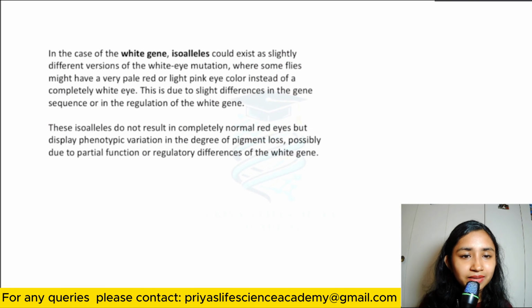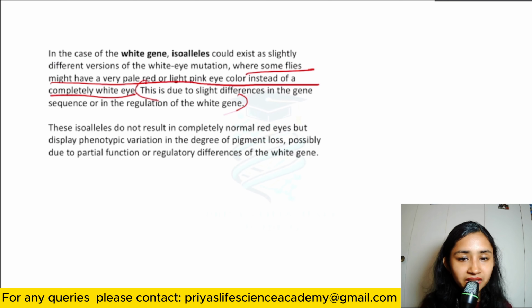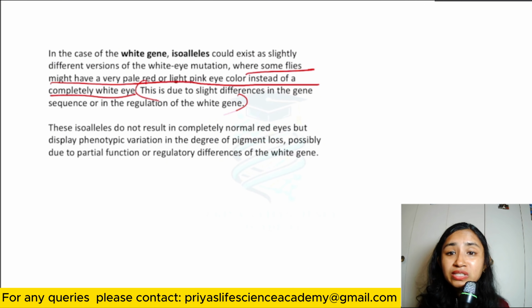So in this case, the white gene isoalleles could exist as slightly different versions of white eye mutation, where some flies might have very pale red to light pink eye color instead of a completely white eye. This is due to slight differences in the gene sequence or in the regulation of the white gene. That is the main case of the isoallele. These isoalleles do not result in completely normal red eyes but display phenotypic variation in the degree of pigment loss, possibly due to partial function or regulatory differences of the white gene.